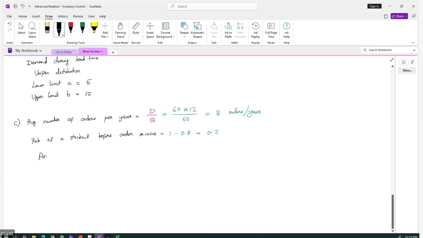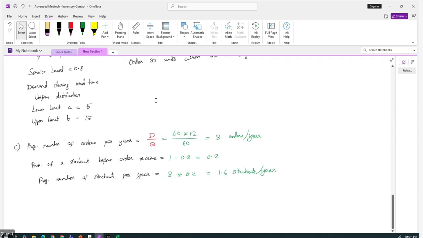So what is the average number of stock outs per year? It will be equal to 8, which is the average number of orders, multiplied by 20%, the probability of stock out. So on an average, you will have 1.6 stock outs per year. Okay. I hope you got the idea.